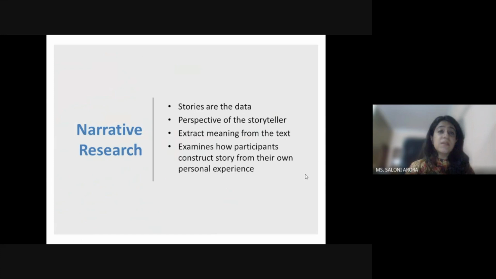Then comes the narrative research. Now, the narrative research is basically that you're narrating a story to someone. It's kind of a storytelling research method.